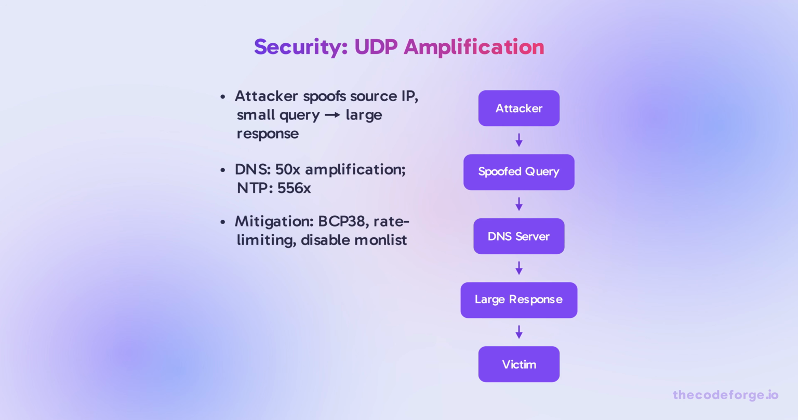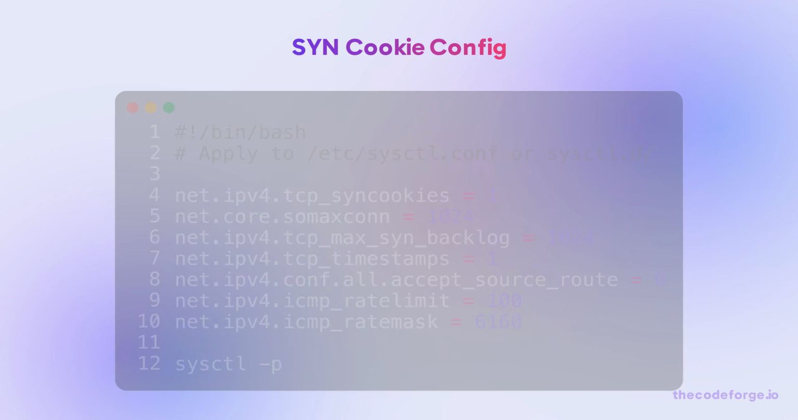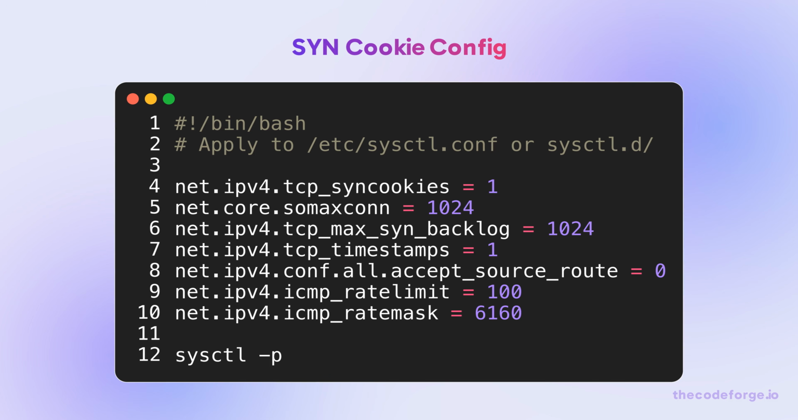Mitigation starts with BCP38 ingress filtering at network edges. Here's a SysTool configuration to secure your TCP stack. Enable SYN cookies to prevent SYN flood attacks. Increase listen backlog, enable timestamps for sequence number randomness, and disable source routing. Rate limit ICMP to reduce UDP stream tearing risk.